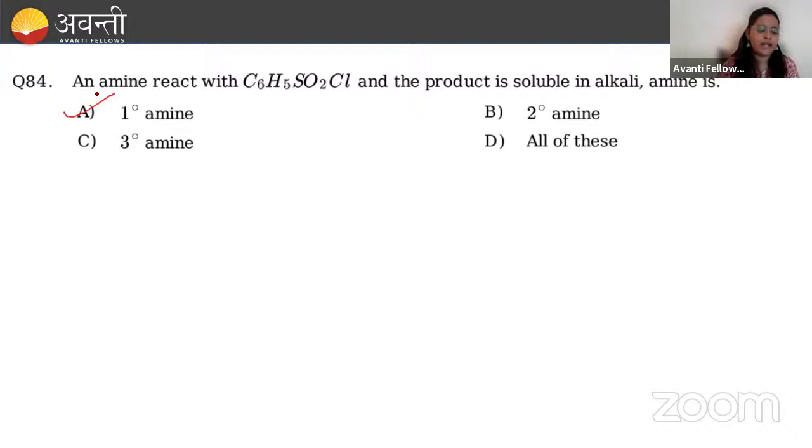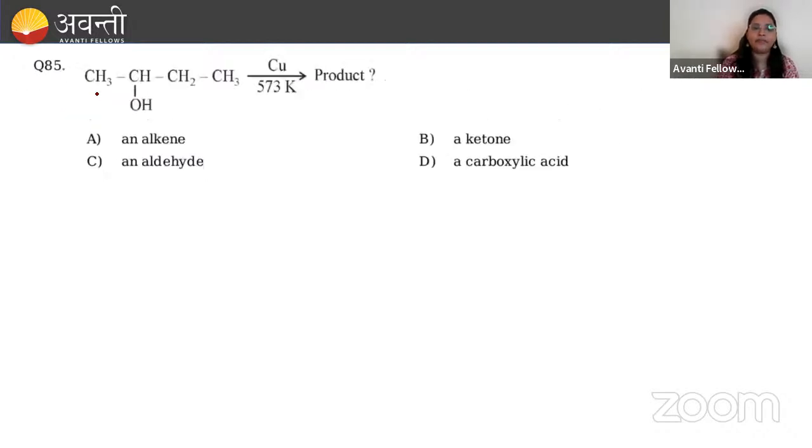Primary amine reacts with this compound, and it gives us a product like this way, and that product is soluble in alkali. Primary amine. Okay, not secondary, not tertiary, primary amine. Next, we have been given a reaction.